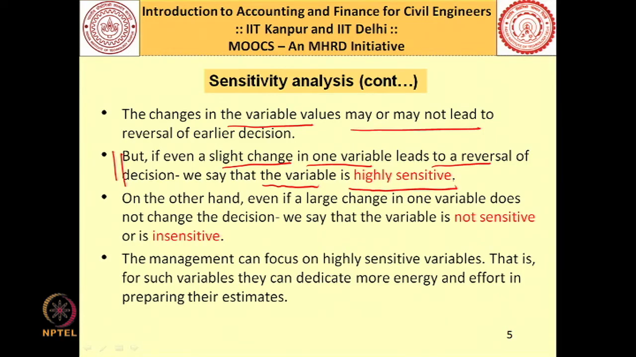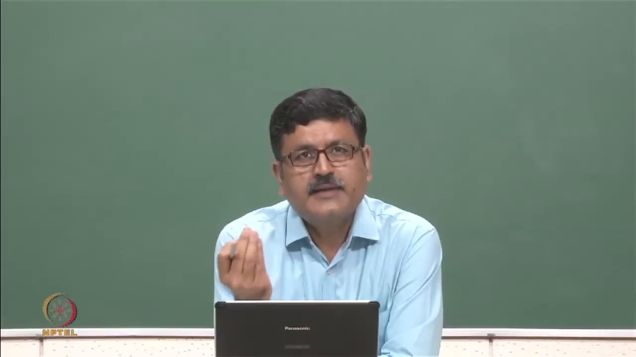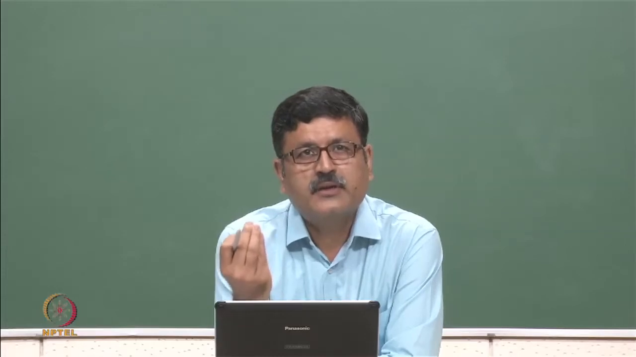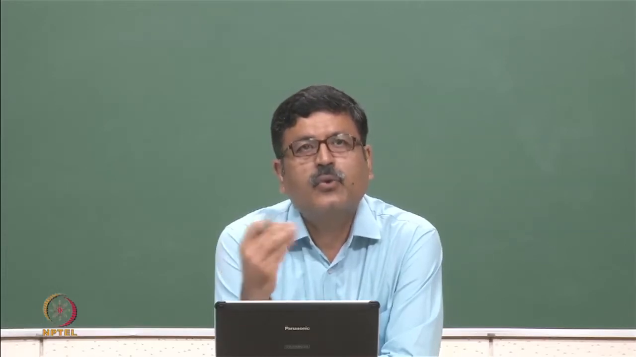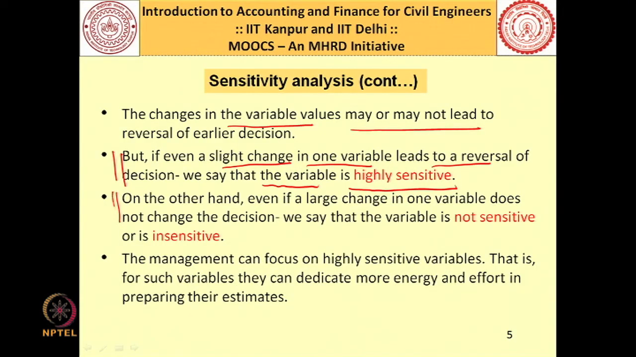So, what are highly sensitive variables? Highly sensitive variables are those variables in which if you make even a slight change, maybe of the order of 5% or 10%, that will change your original decision. On the other hand, there could be some other variables which even if you change them by double, so 100 becomes 200 or 100 becomes 50, you find that there is no change in your original decision, and such variables we call not sensitive variables, or sometimes insensitive variables.